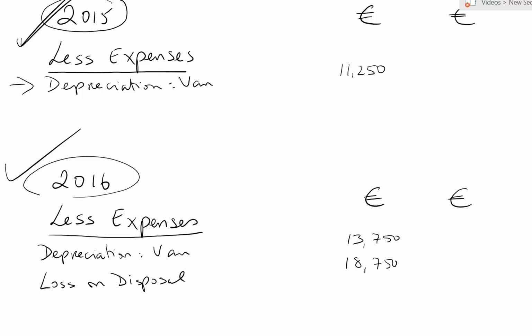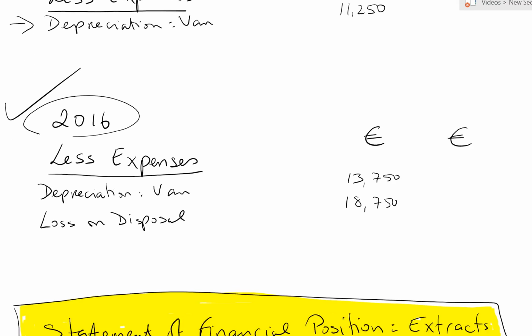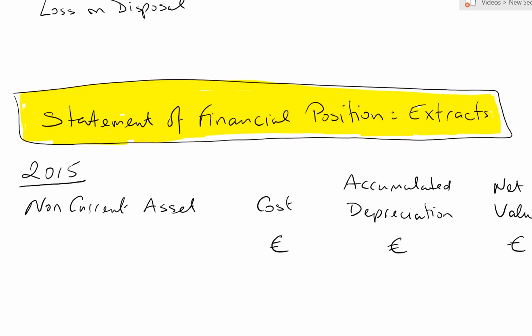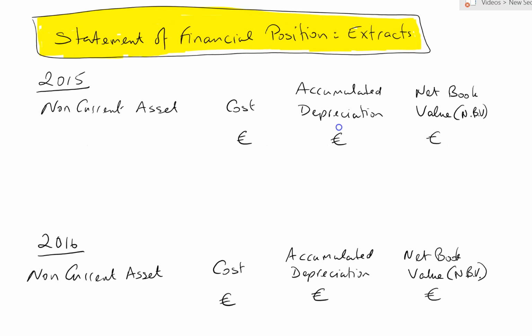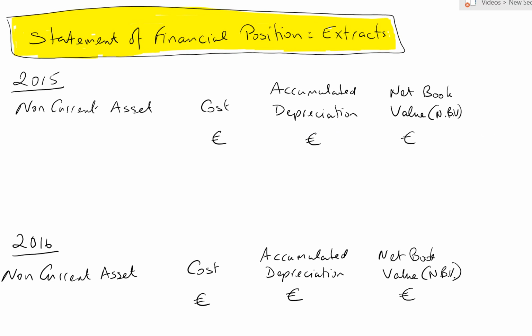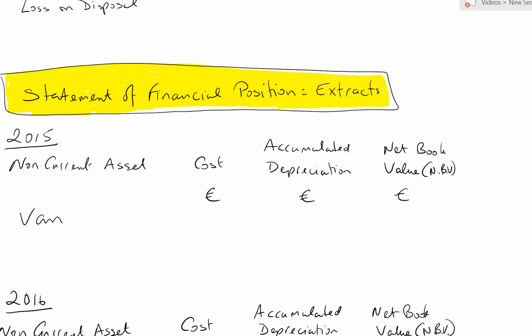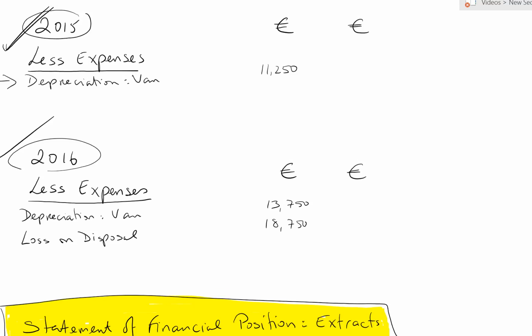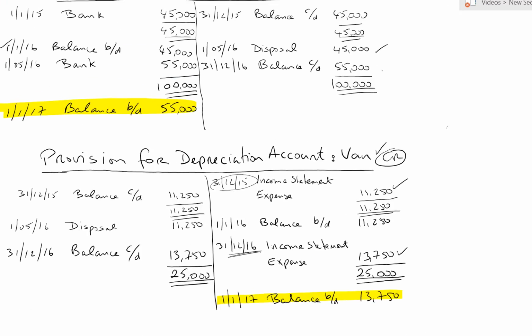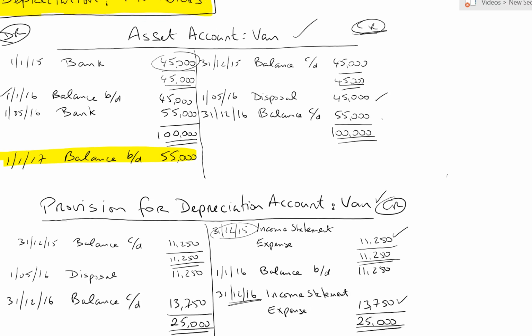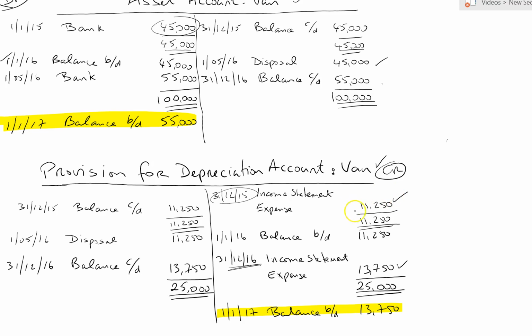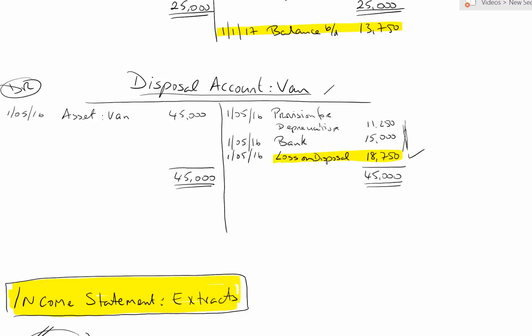Now I'm going to show the statement of financial position extracts. So I have set this up earlier, so I'm just going to scroll down here, and I'm going to have the statement of financial position extracts for 2015 and 2016. Let's get this to fit into my screen here. So what I have is my 2015, my non-current assets. I have the van. I have the cost. Well, now I'm just going to scroll up here, all the way up to my asset account, and we have the original cost, 45,000. And if I go down a little bit, I can see the accumulated depreciation, 11,250. So that's what I need to put in.